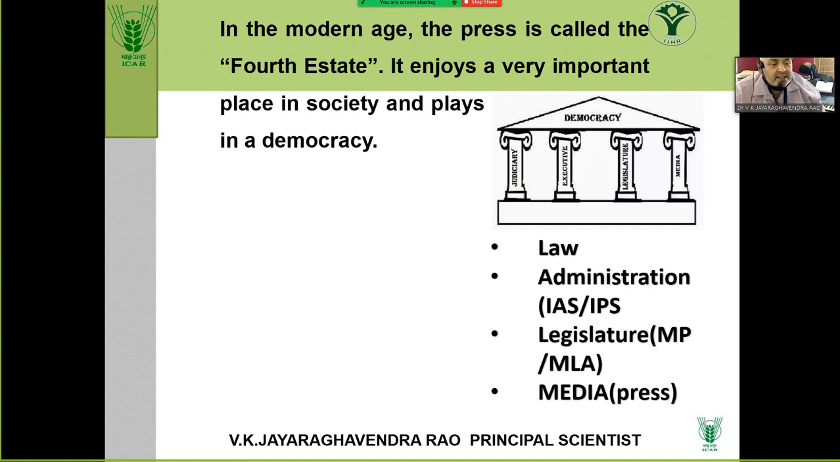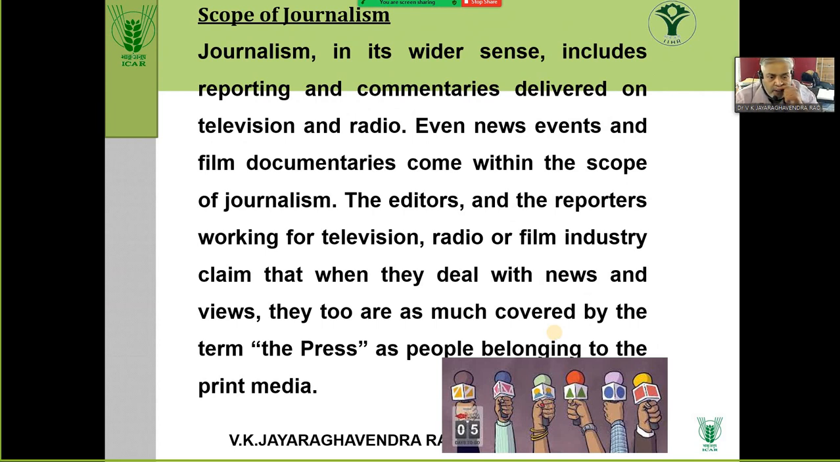By seeing your journalism and media, people form opinions. They will say, no, next time we don't want to elect this MLA because he is a very corrupt fellow. People form such opinions. So you are called the fourth estate. That means you are having such an important job in this society. Now we will say what is the scope of journalism? Where all you can get jobs, where all you can do. It includes reporting, commentaries delivered on television or radio, including internet, we have already told.